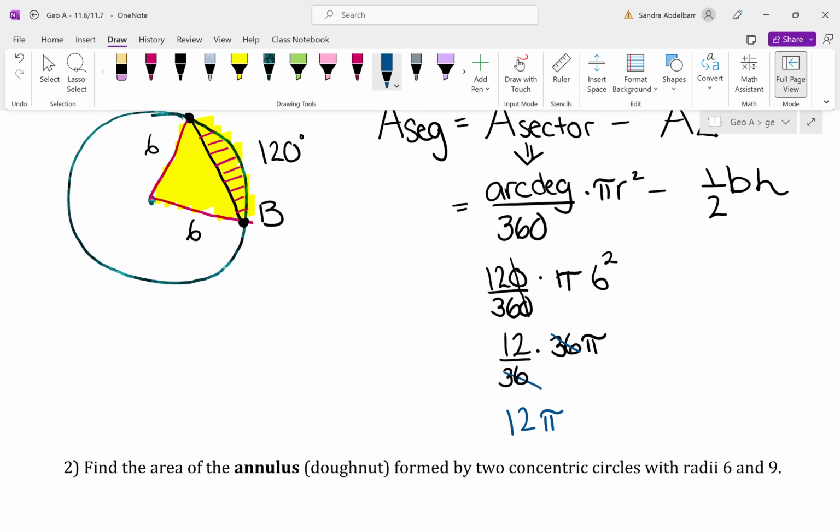All right, now we want to find the area of a triangle. Well, we know the central angle and its arc are the same. So if the arc's 120, the central angle is also 120.